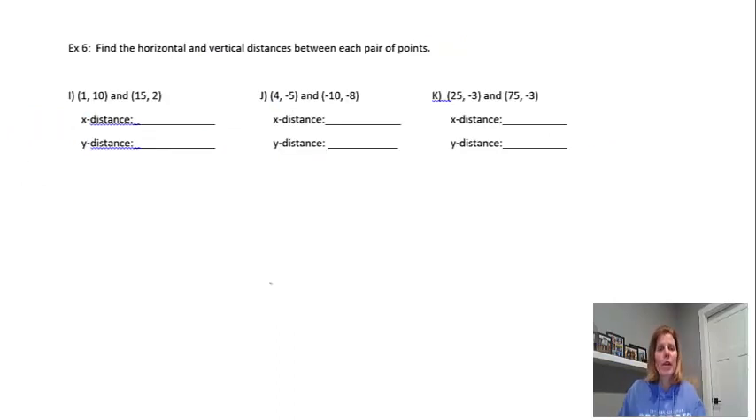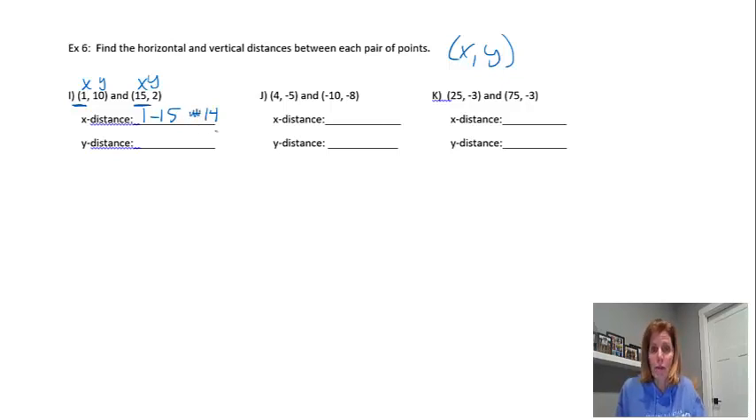Okie doke. So we're going to try a few here. I'm going to label these are both X's, and the second points are always Y. And if you have to, again, just label X, Y so you remember how those are. So I'm going to start with my X distances. And again, it doesn't matter which way you go. I'm just going to start first number minus second number. So 1 minus 15. 1 minus 15 is -14. Feel free to use a calculator for that. And for now, in this video, we're going to ignore the negative, so my X distance would be 14.